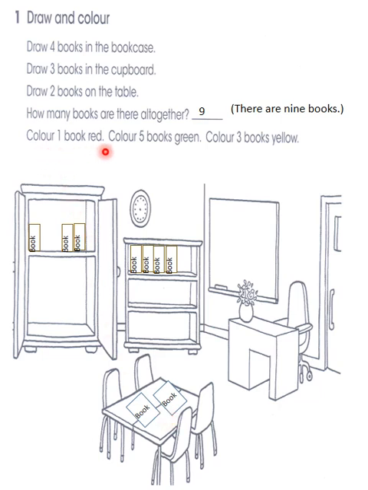Color 1 book red and color 5 books green and color 3 books yellow. Okay. Let's see how we can do that. Color 1 book red. We'll make a red book here. Right. This book we'll color red. And then we have to color 5 books green. 1, 2, 3, 4 and 5. These 5 books we have colored green. Right.